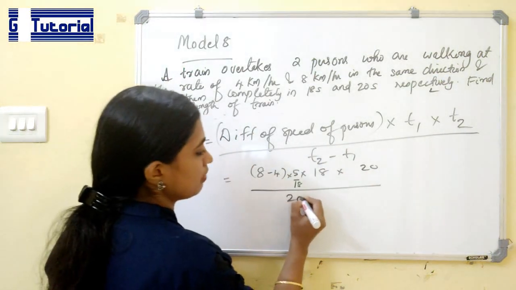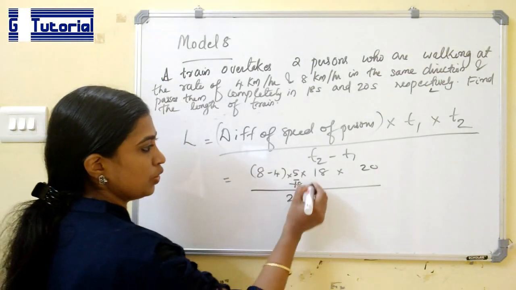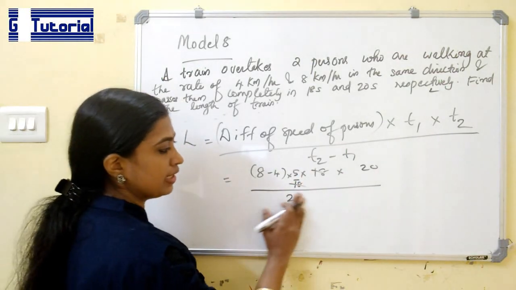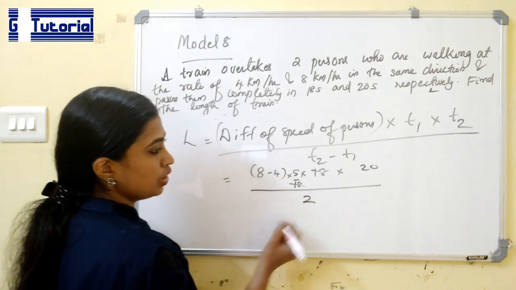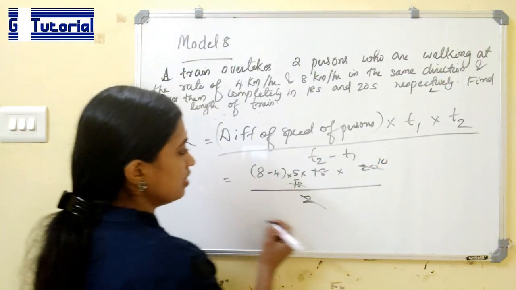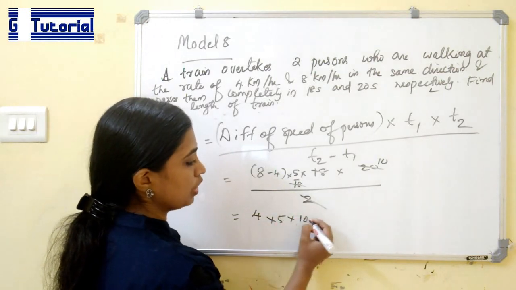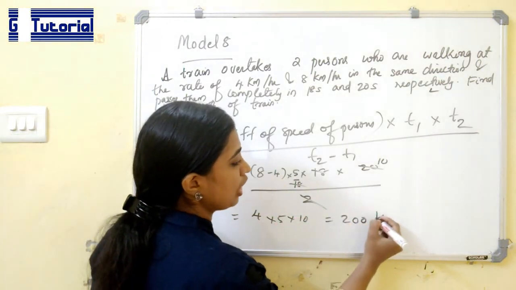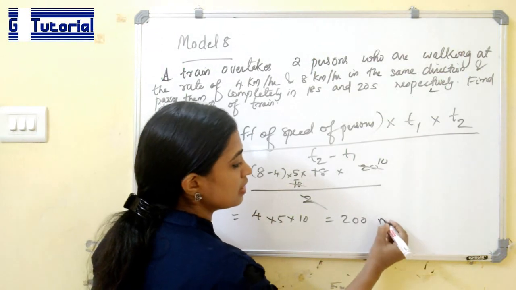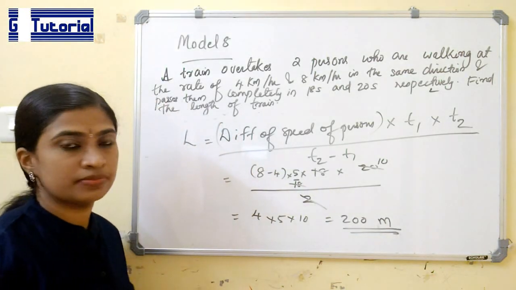T2 minus T1 is 20 minus 18. So 18 and 18 get cancelled. 20 minus 18 is 2. 2 and 20 get cancelled, leaving 10. And 8 minus 4 is 4. 4 into 5 into 10. 4 5s are 20, 20 10s are 200. 200 meters is the length of the train.